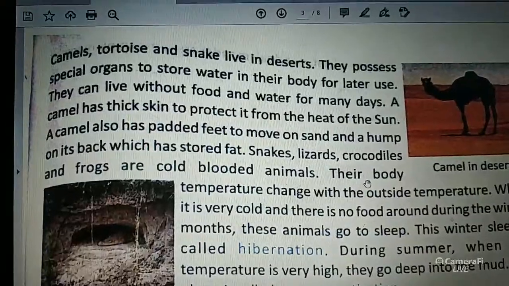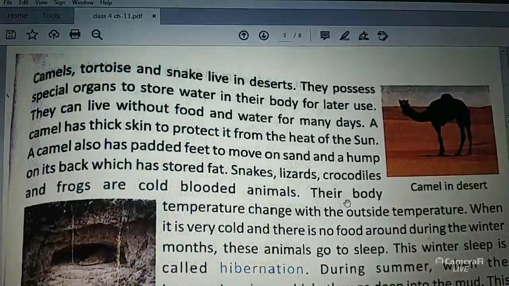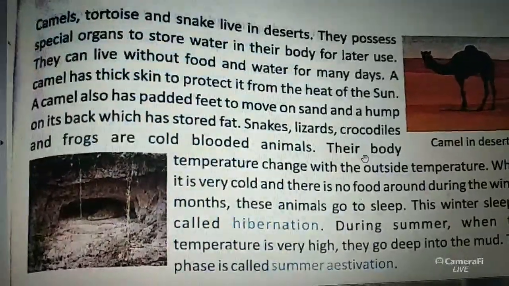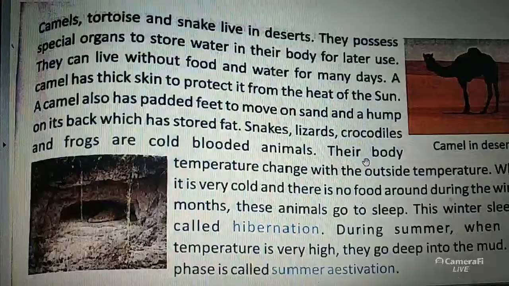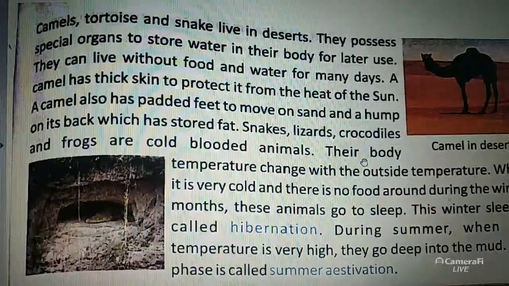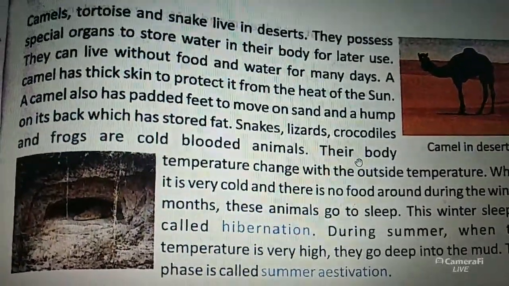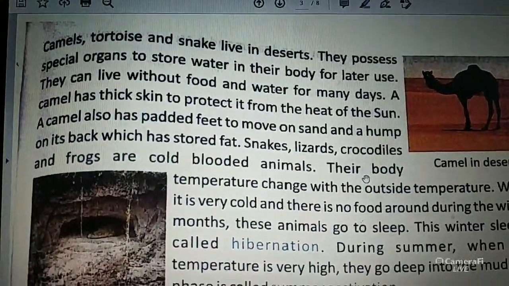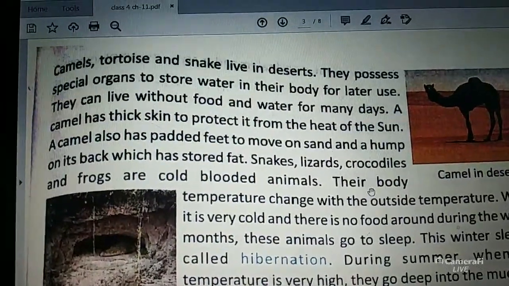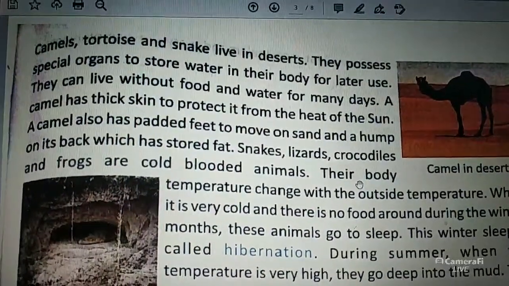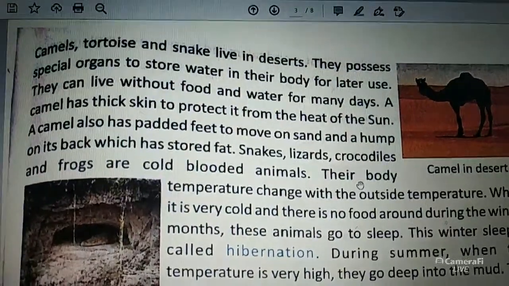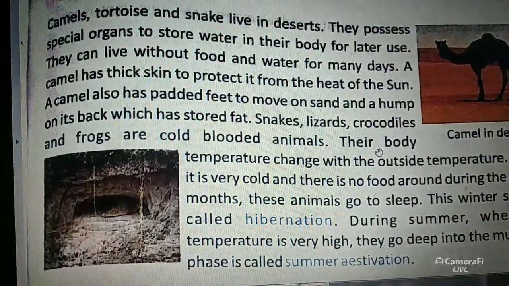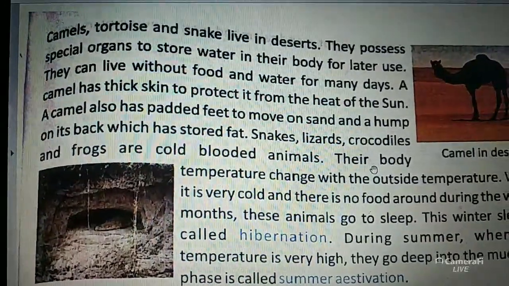A camel has thick skin to protect it from the heat of the sun. They don't have blubber, but they have thick skin to protect them from the heat of the sun. A camel also has padded feet to move on sand. Just think, the sand is too hot in the daytime, so they have padding underneath their feet.